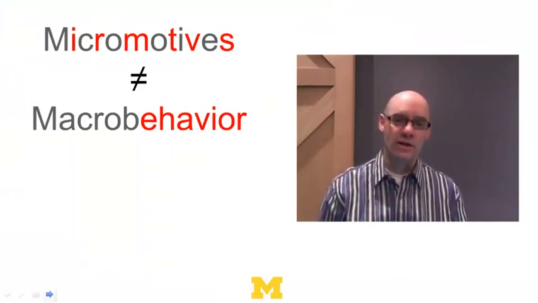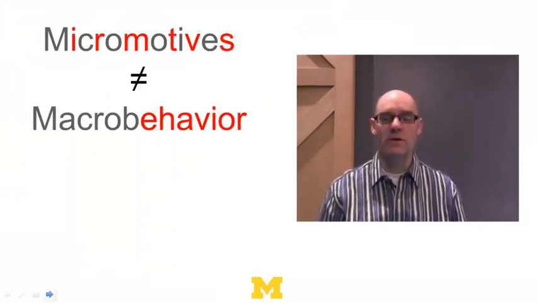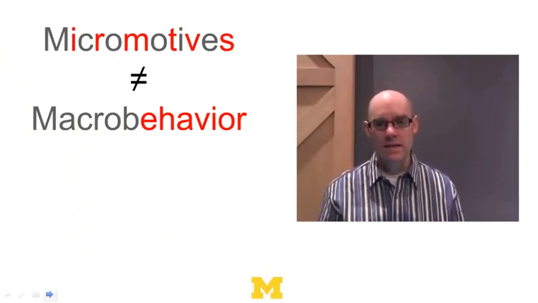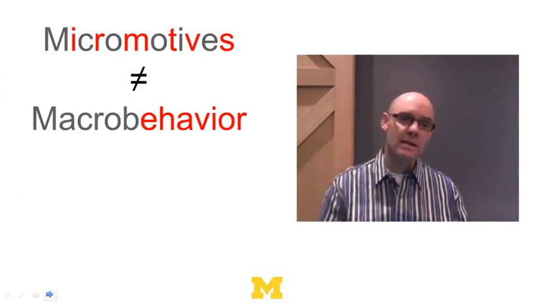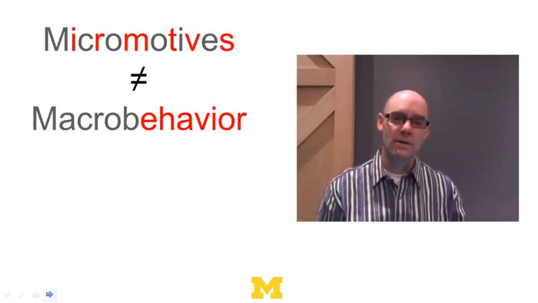And in fact, Schelling has a book, the book that he's famous for is called Micro Motives and Macro Behavior, reminding us that what we see out there in the world, the macro level outcomes, need not imply what we think about the micro level behaviors of individuals.